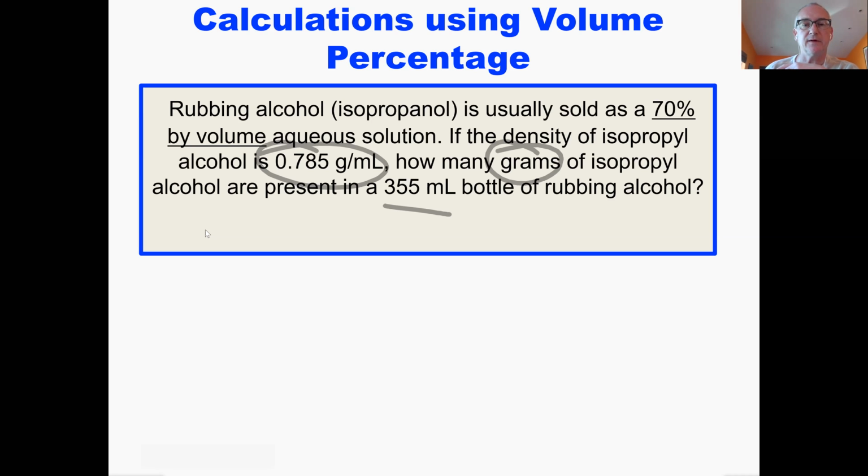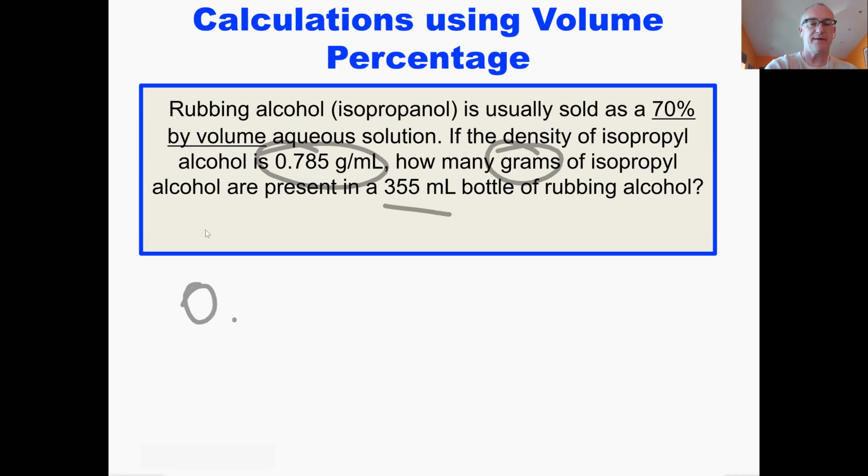200 grams. Check your significant digits, Ryan. How many significant digits? Yeah, 70% does have one, but my density and the volume of the bottle both have 3 significant digits. That's the important thing. Yep, 195.